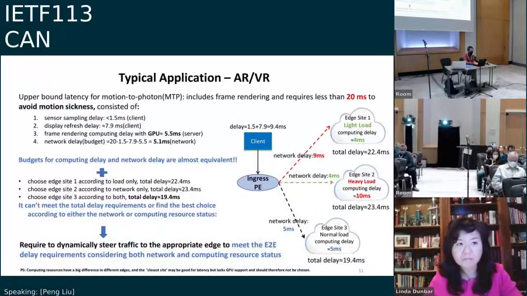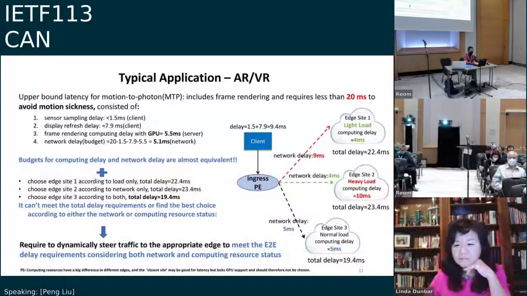it will choose edge site 3. The total delay will be less than 20 milliseconds. Okay, the total delay includes the delay in the client, which is 9.4 milliseconds. So we can get the second point, that it can't meet the total delay requirement if we find the best choice according to either the network or computing resource status. So the final conclusion of these two points is that it is required to dynamically steer traffic to the appropriate edge to meet the end-to-end delay requirement, considering both the network and the computing resource status.